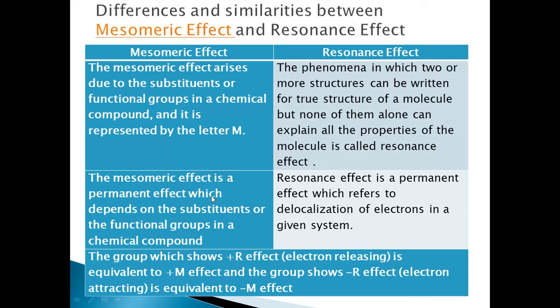It's called resonance effect. Mesmeric effect is a permanent effect which depends on the substituent or the functional group in the chemical compound. Resonance effect is also a permanent effect which refers to the localization of electrons in a given system. The group which shows positive resonance effect also shows positive mesmeric effect, and the group which shows negative resonance effect also shows negative mesomeric effects.